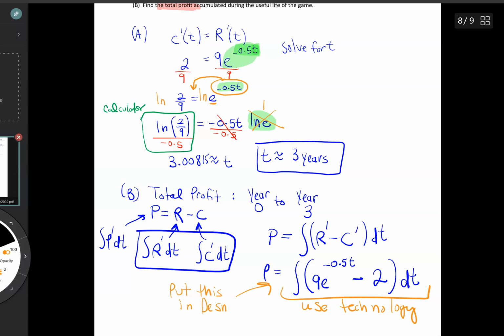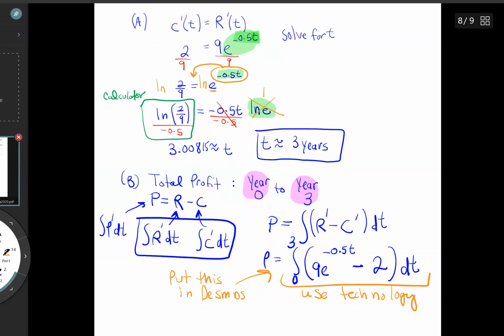I'm just going to straight up put this in Desmos, except I forgot one thing. I need my limits of integration. So I need to go from year 0 to year 3. So I'm going to input a 0 for my lower limit of integration and a 3 for my upper. And if I put that on my calculator, it'll straight up give me the total profit. Because remember, this is like adding up all those rectangles. It's totaling it up. So total profit is adding up all these little rectangles.